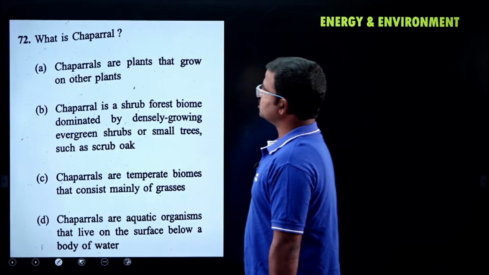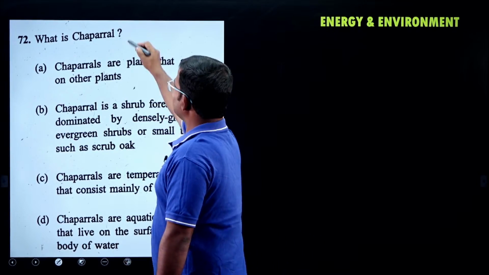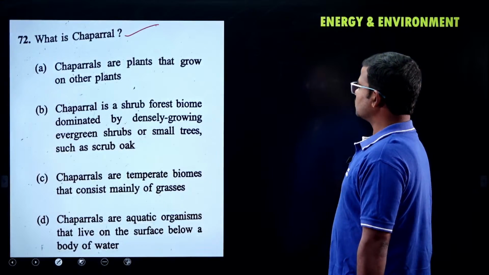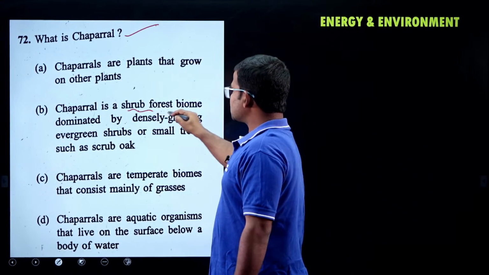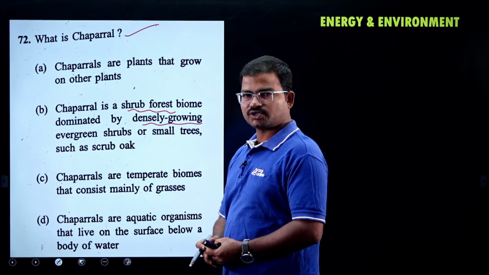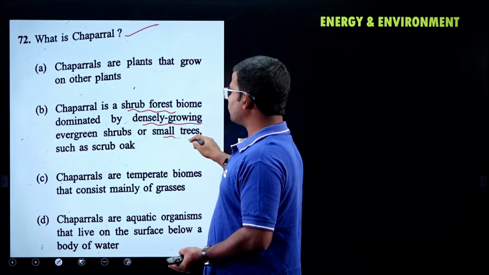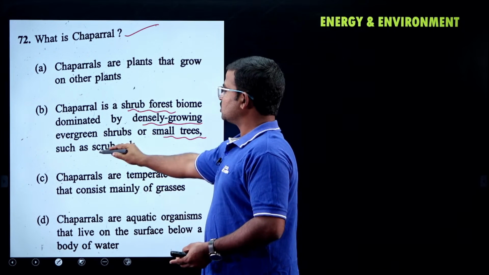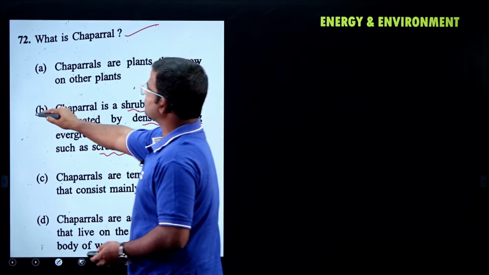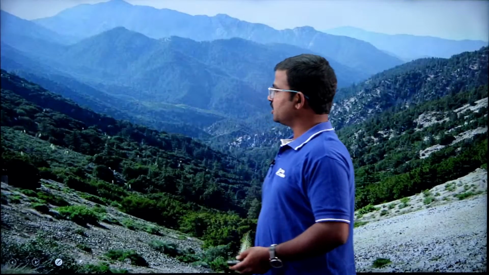Next one, what is chaparral? Chaparral looks like this. Shrubs, a forest of densely growing evergreen scrubs are mostly observed here. At the same time, a small number of trees are also observed here, such as scrub oaks. So option B is the right answer.